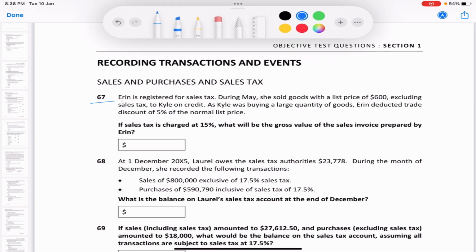Erin is registered for sales tax. During May, she sold goods with a list price of 600, excluding sales tax. So this 600 excludes sales tax. If it excludes sales tax, this is the net value which is given to us, right? Sold to Kyle on credit. As Kyle was buying a large quantity, if someone is making a bulk sale, we give them trade discount, right? Erin deducted trade discount of 5%. If sales tax is charged at 15%, what will be the gross value?